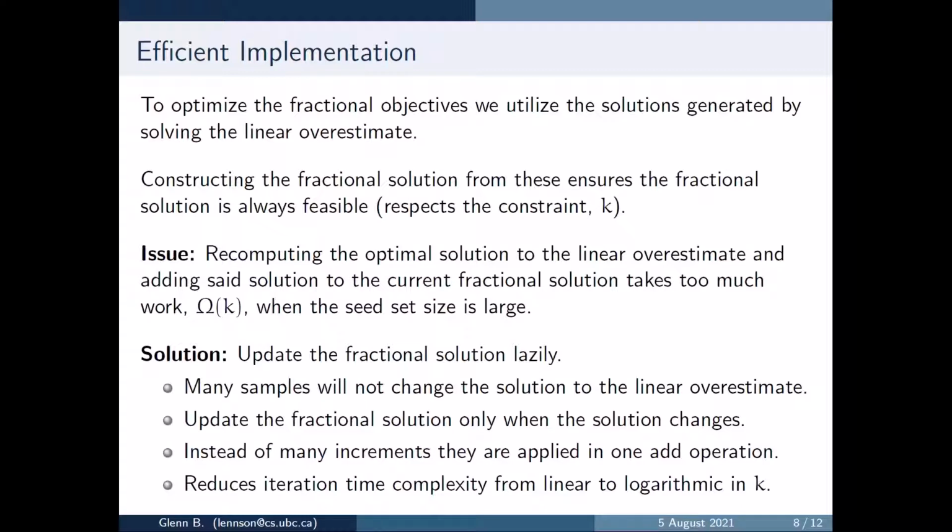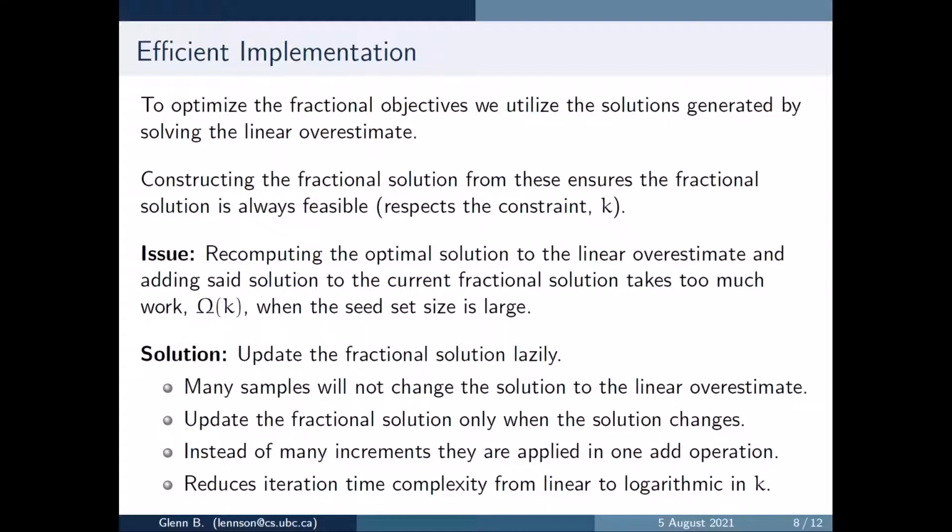To optimize the fractional objectives, we utilize the solution to the linear overestimate. The linear overestimate is constructed from a cumulative of stochastic gradients, where each reverse influence sample produces one stochastic gradient. Solving the linear overestimate amounts to finding the top k entries in the cumulative of stochastic gradients. Constructing the fractional solution from these solutions ensures that the fractional solution will always respect the cardinality constraint.